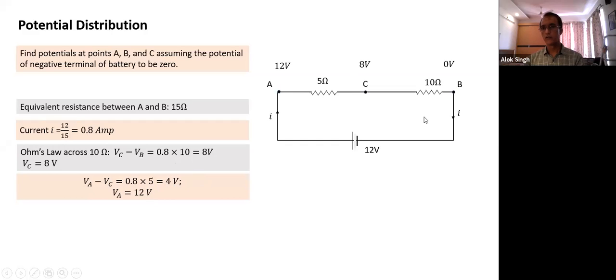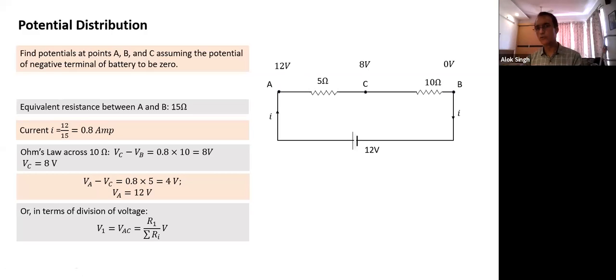So these are the voltages: 0 volts, 8 volts, 12 volts. Between two points, what is the potential drop? The potential drop here is 4 volts. What is the potential drop here? 8 volts. Does it make sense that this potential drop is 4 volts and this is 8 volts? Yes, because to push the same current, I need a higher potential difference across a higher resistance. So the potential drop across 5 ohms is 12 minus 8, which is 4, and across the other is 8 minus 0, which is 8. Very basic question, but basic questions we should also be handling.